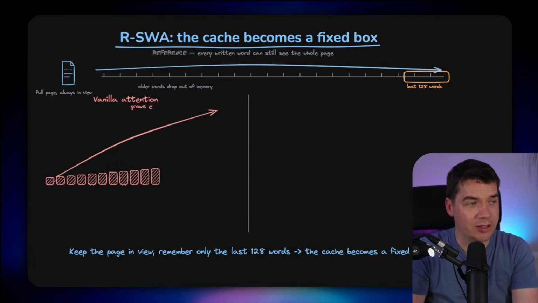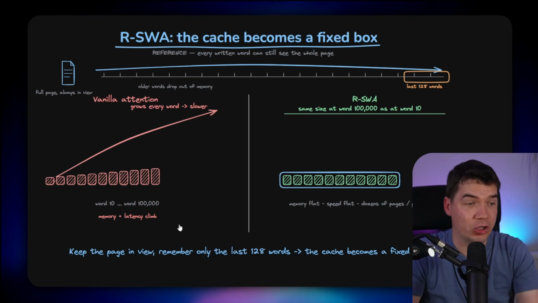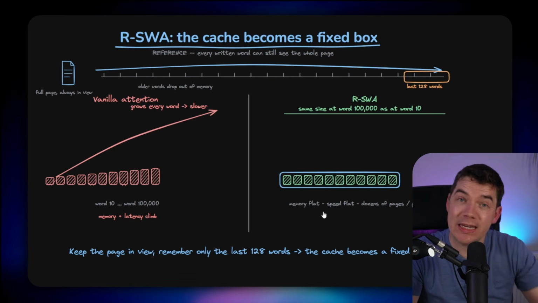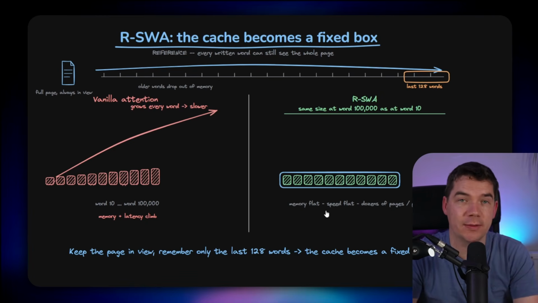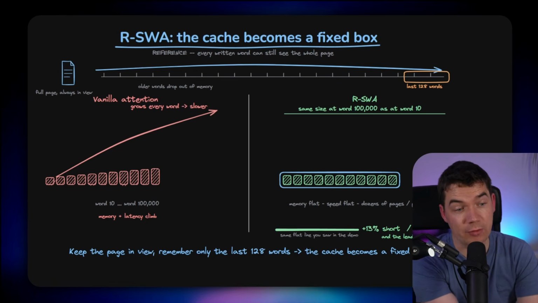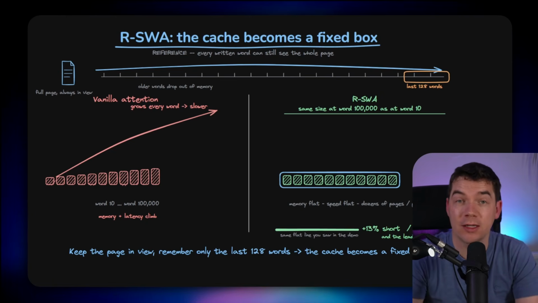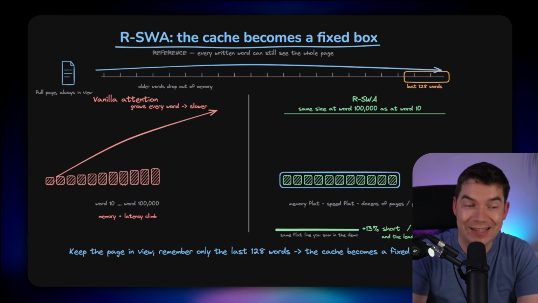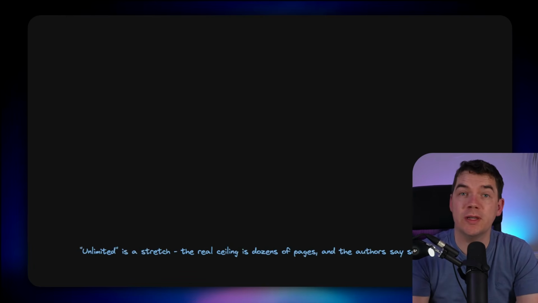As a result, if you compare your standard vanilla attention mechanism versus this R-SWA, with this approach the memory stays flat and the speed stays constant, no matter how many pages you actually process. Obviously if it's a short document, that doesn't make much of a difference. But for longer documents, according to their research, they were seeing a speed increase of up to 35% for pages with more than 6,000 image tokens. So as you can see, there are some interesting aspects to this model.